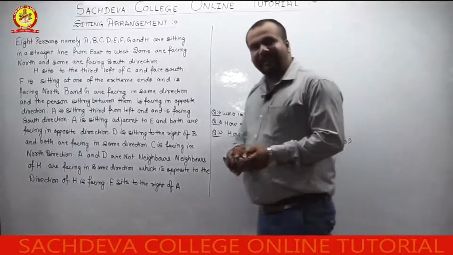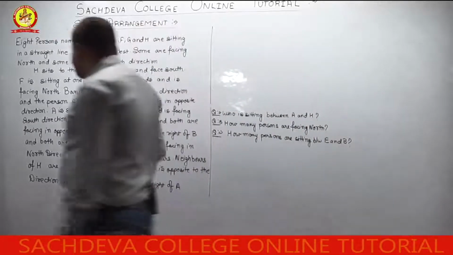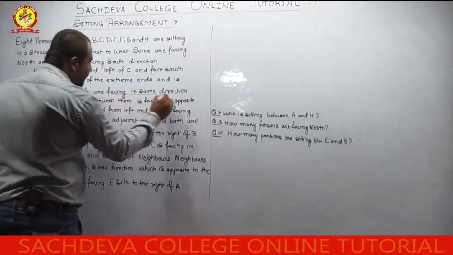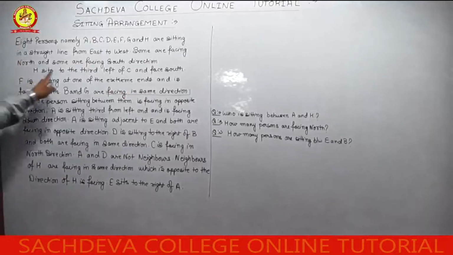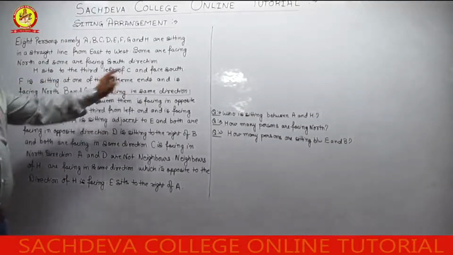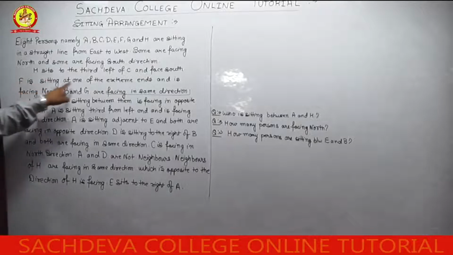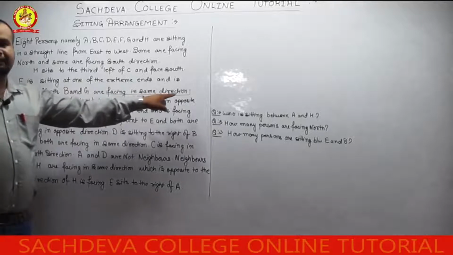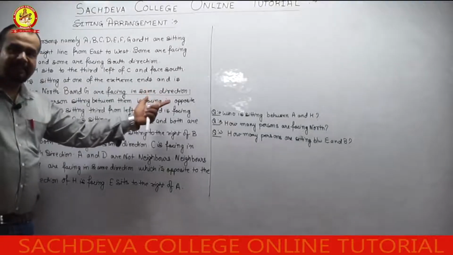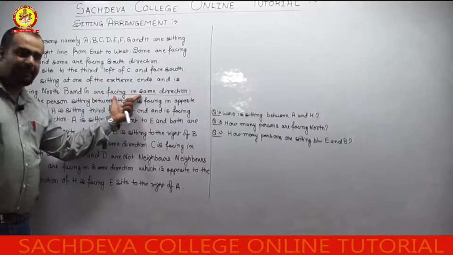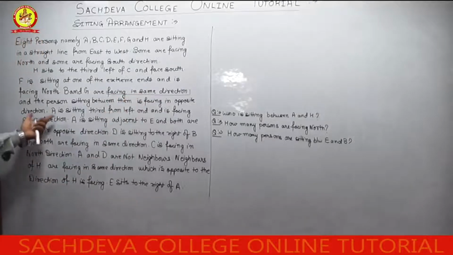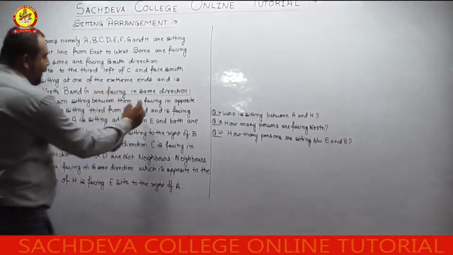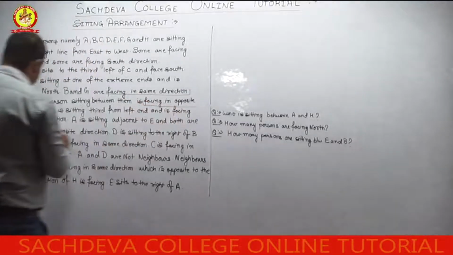And again, a new language that can be seen in this section is facing in same direction. H sits third to the left of C and faces south. F is sitting at one of the extreme ends and is facing north. B and G are facing in same direction. Now, what do we mean by facing in same direction? The first question arises over here. Then the next thing is, the person sitting between them is facing in opposite direction. Again, we have a second line, facing in opposite direction.